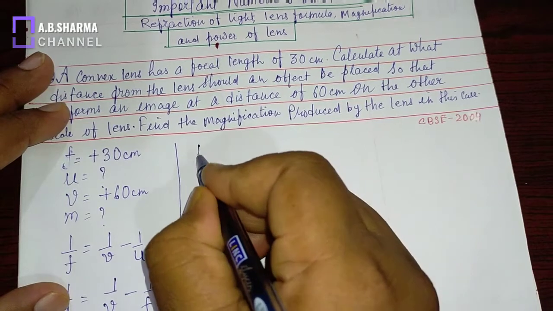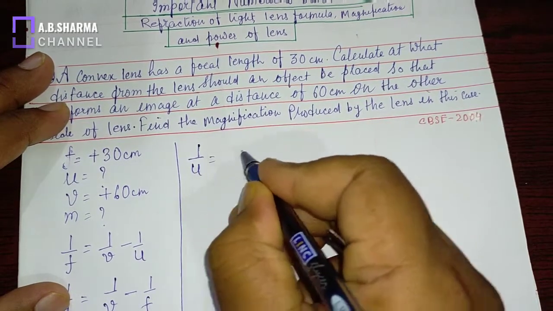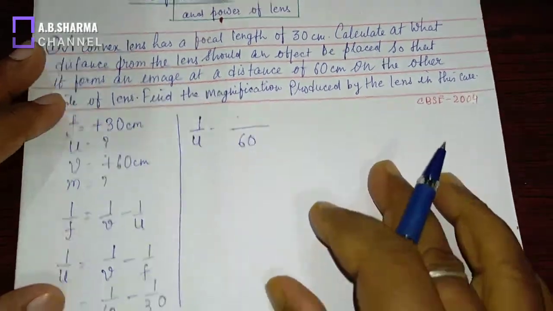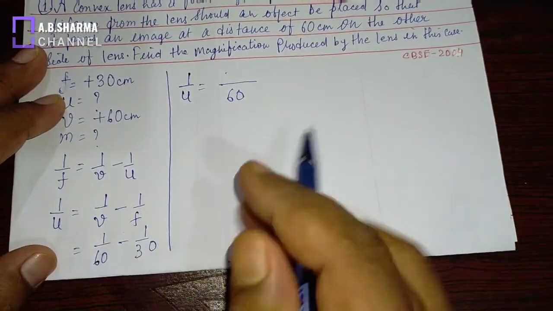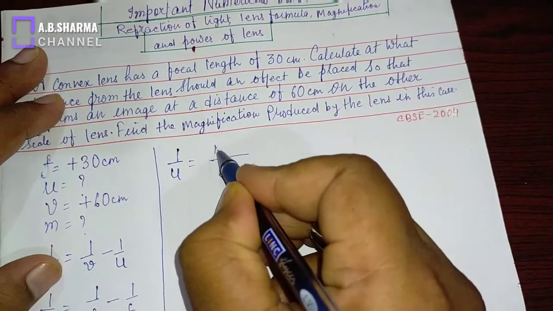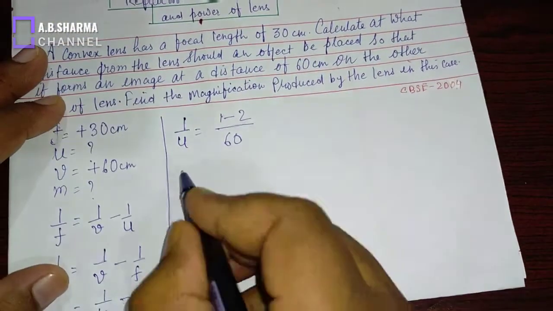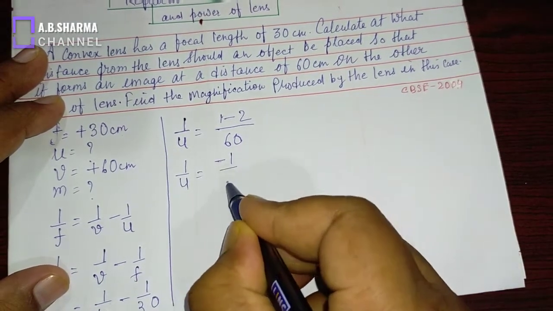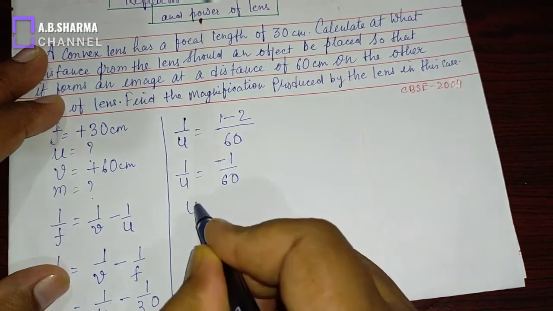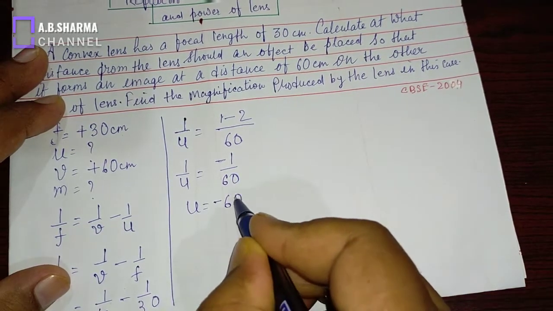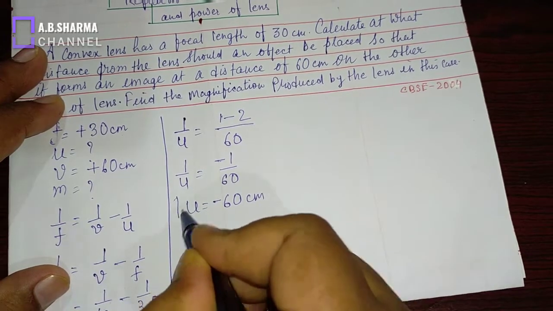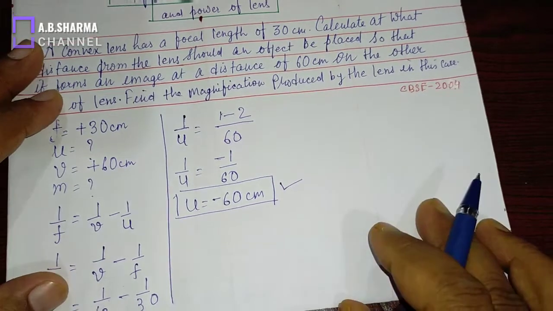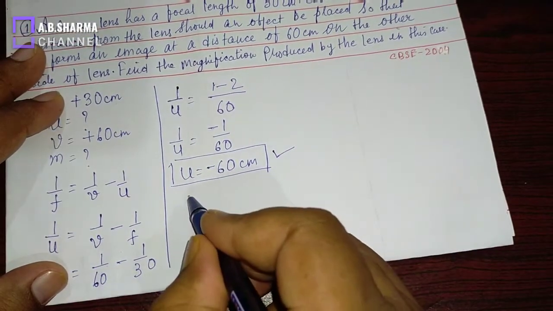So 1 over u equals to, LCM will be 60, and this is 1, this is minus 2. 1 minus 2. So 1 over u equals to minus 1 over 60, or u equals to minus 60 centimeter. This is the object distance. I have calculated the object distance. Now we have to calculate magnification also.